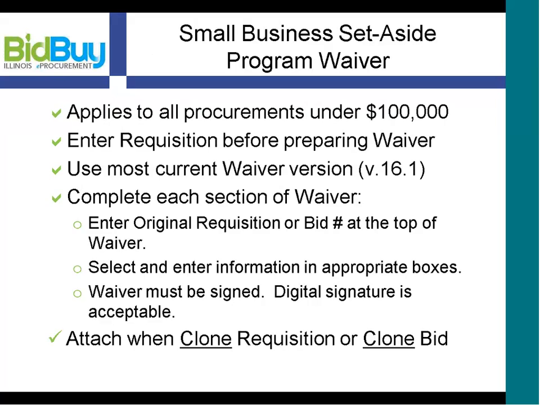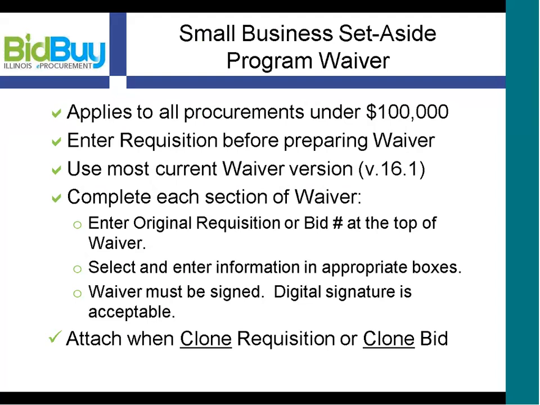Another form that will be utilized in attachments in BidBuy is the Small Business Set-Aside Program Waiver. Many of you are familiar with completing this form, but we wanted to include it here just because it's an important form that will be utilized. It applies to all procurements under $100,000 because that is our small purchase threshold.